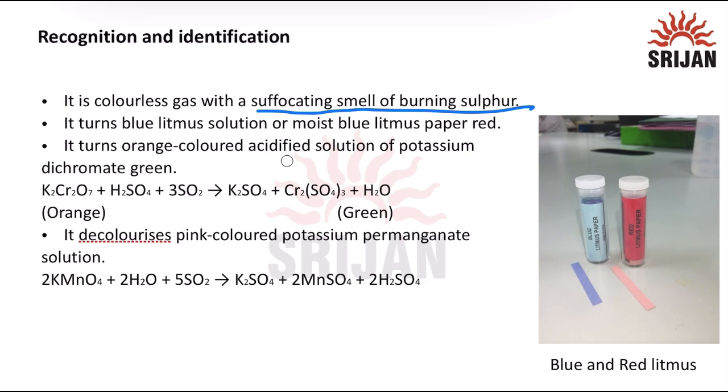It turns orange colored acidified solution of potassium dichromate green. So if we have potassium dichromate, we know its color is orange. What will happen when it is treated with SO2 in an acidic medium? It will turn green.